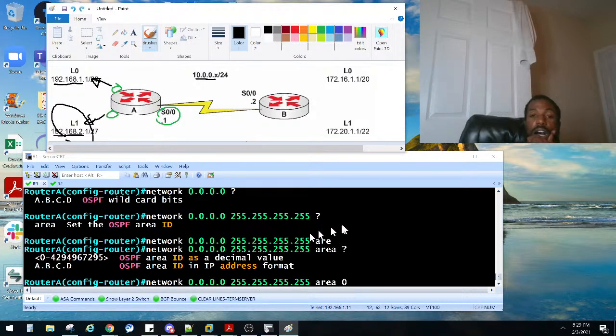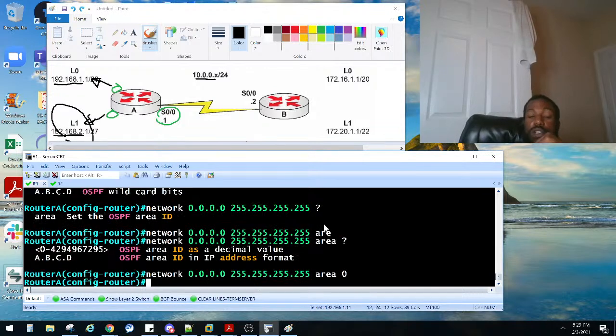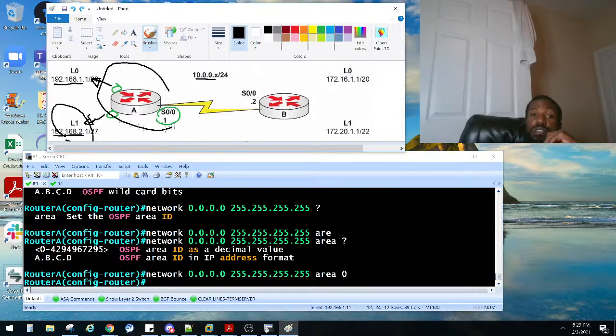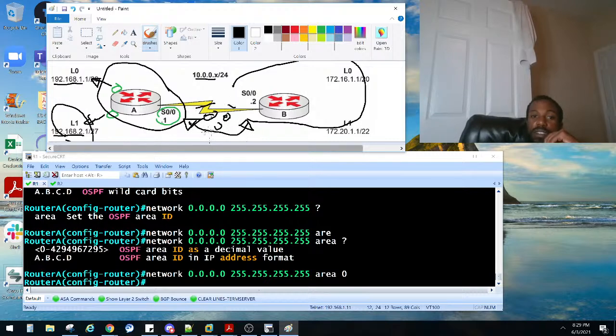So we put that in area 0. We sit here and wait, right? Nothing's going to happen. Why? Because we only put these interfaces in OSPF. We don't have any neighbors. We got to do the same thing on this side for them to become neighbors and see a happy face like this right here, like my daughter would do. And then they'll be able to share routes like that with his crooked teeth and his arrows, right? There's a nose right there. There you go. So we got the network statement.